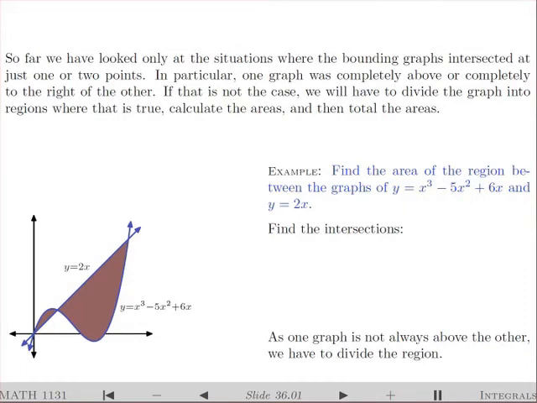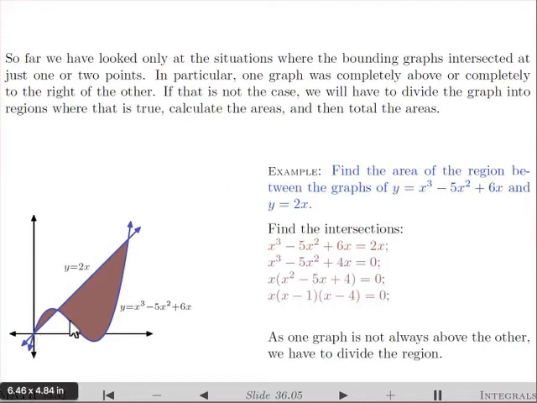Let's start by finding the points of intersection of the two graphs. So we just set the two equations equal to each other and solve for x. This time we get a cubic equation, but it factors. I can first pull out an x. The quadratic factor is x squared minus 5x plus 4, which factors as x minus 1 times x minus 4. So I get 3 points of intersection, which matches the picture we have. We have x equals 0, which is this corner, x equals 1, and x equals 4.